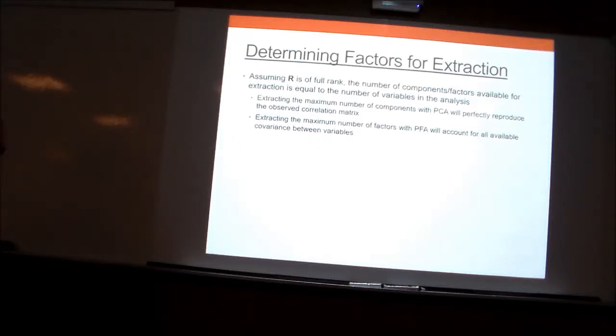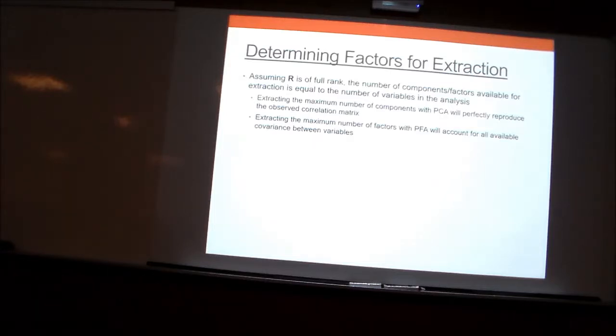So how do we, in a practical setting, determine the number of factors for extraction? Assuming our correlation matrix R is at full rank, the number of components available for extraction is equal to the number of variables in the analysis. Again, as we've mentioned before, if I extract the same number of factors or components as there are variables, I'm going to perfectly reproduce my solution. I'm going to account for 100% of the variability in my data, right? Or if I were running a PFA and I were to extract the maximum number of factors, I'd account for all available covariance, right?